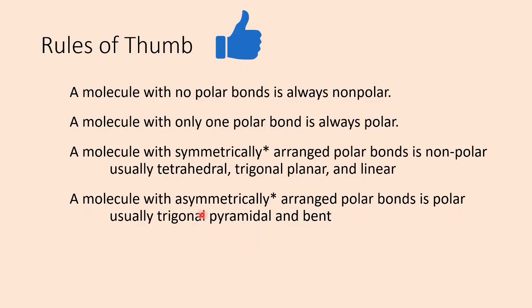A molecule with asymmetrically arranged polar bonds is polar, and this usually involves trigonal pyramidal and bent geometries. So if you have trigonal pyramidal geometry or bent geometry, unless there are no polar bonds, it's definitely going to be a polar molecule.